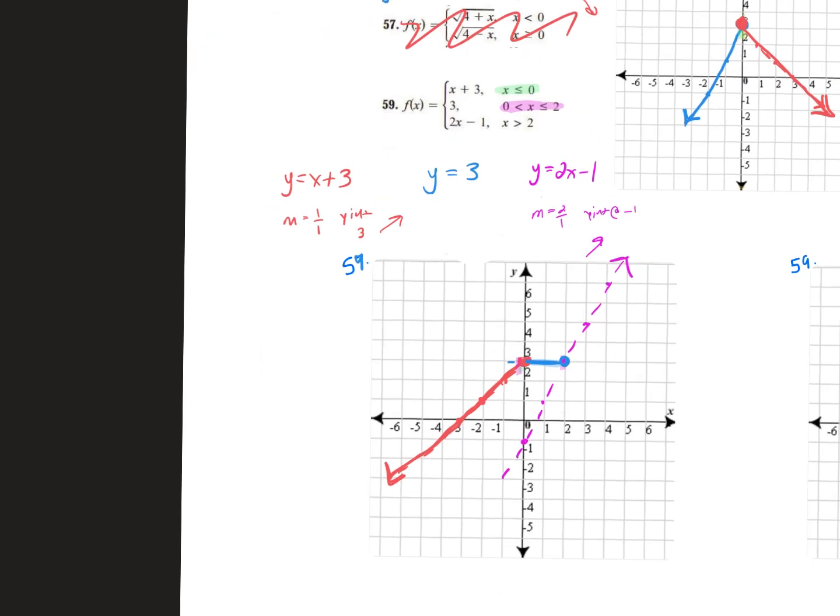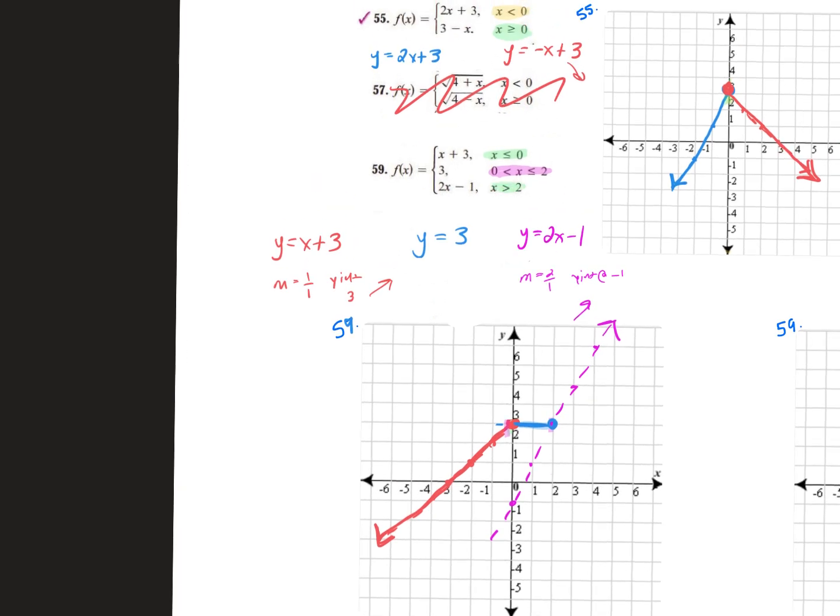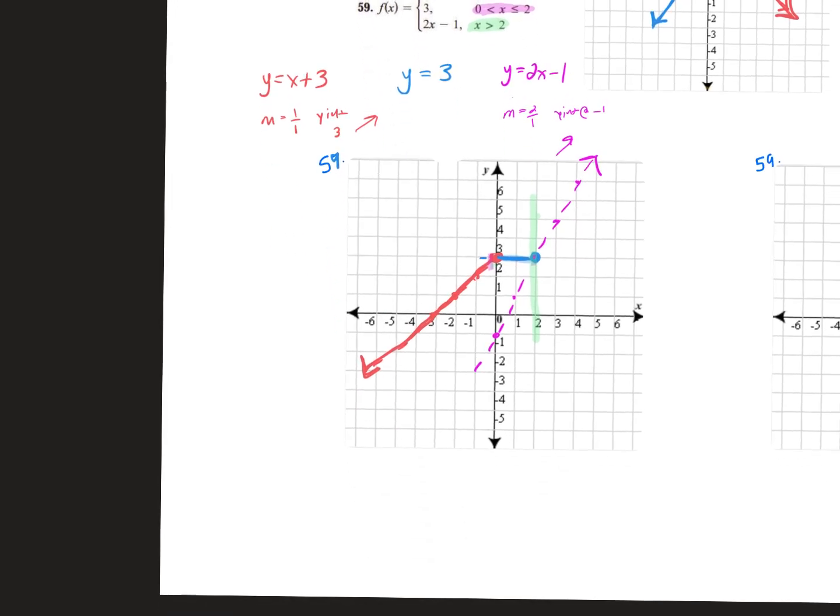And I'm going to look at my last boundary, my last parameter. I want all the x values that are what? Greater than 2. So I'm going to go right here to 2, draw a vertical line. To the left or to the right, where are all of the x values greater than 2? To the right. So I'm going to keep all this stuff, and do what with the other stuff? Erase it. Good.